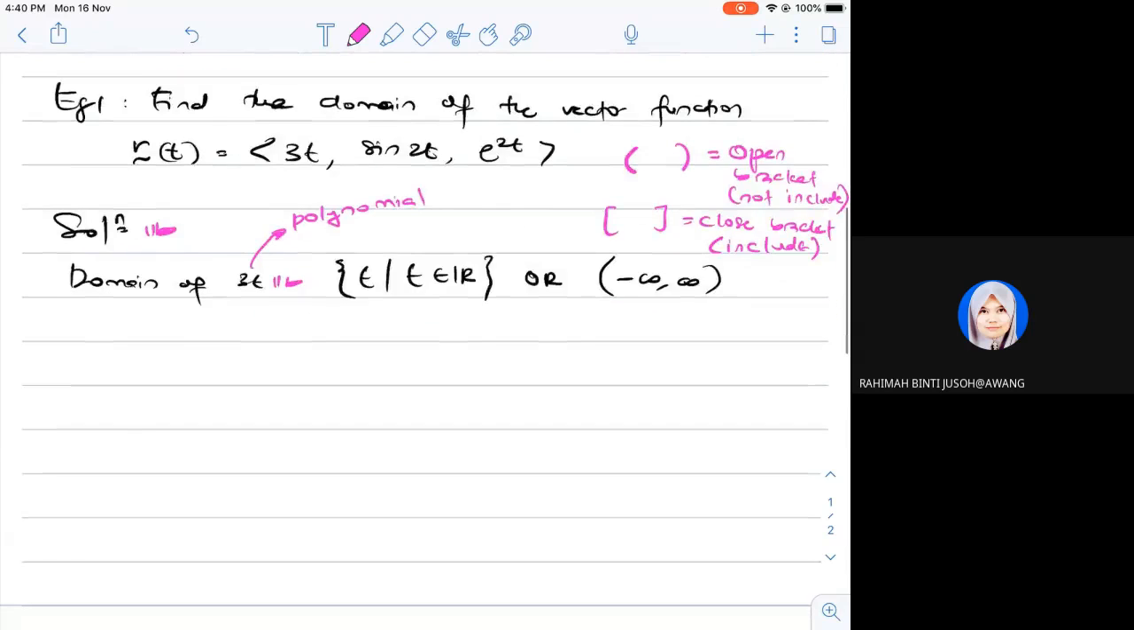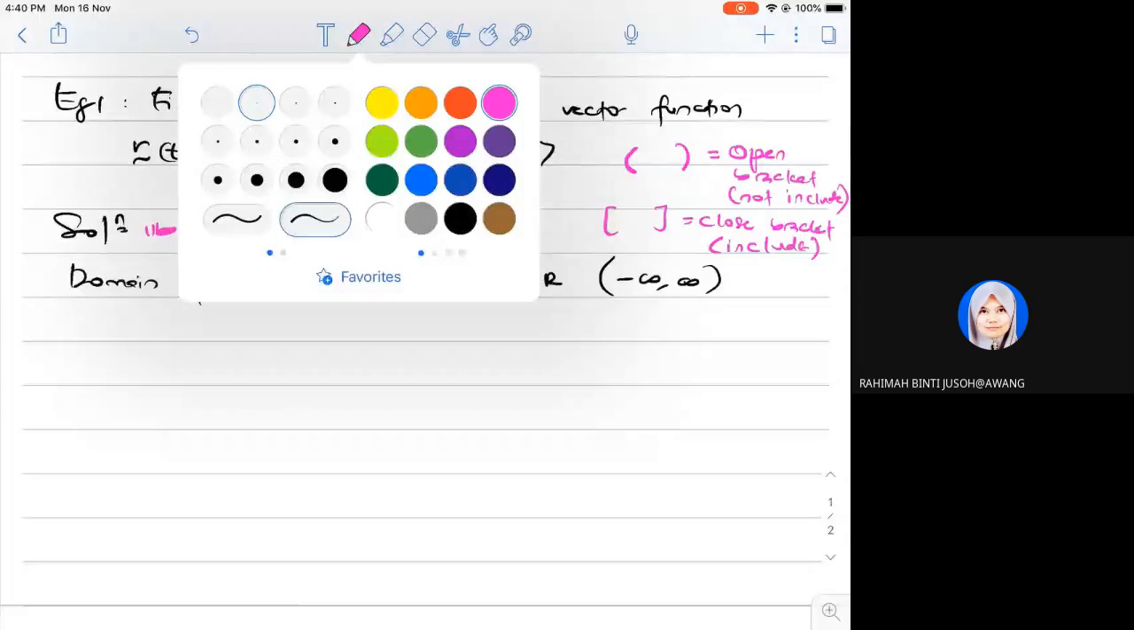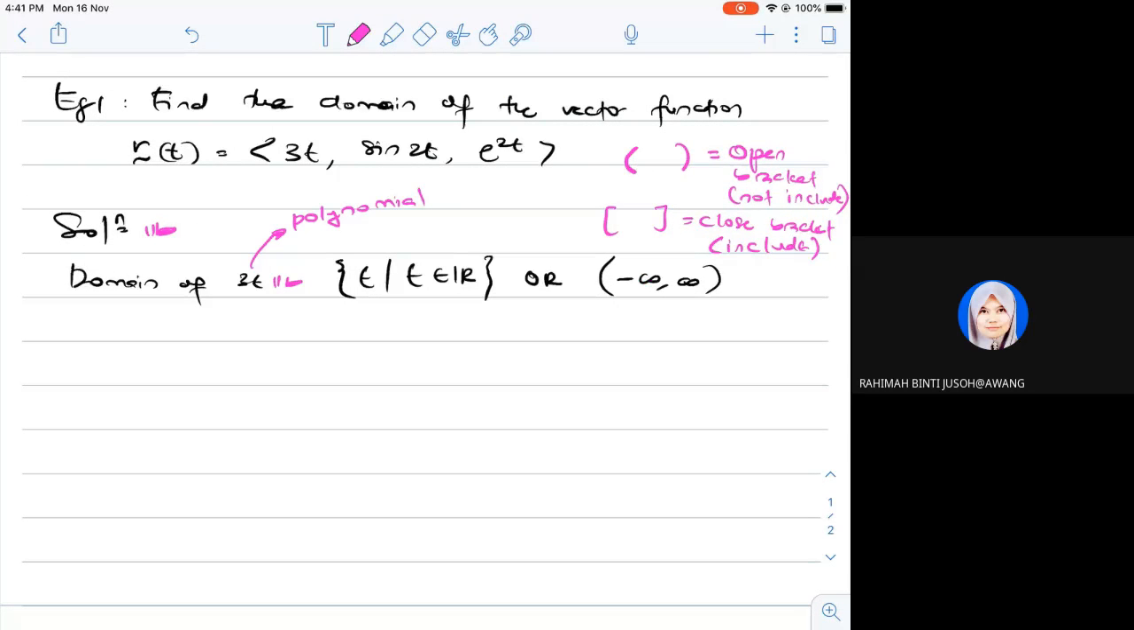In my class this morning, one student asked me, Madam, why for negative infinity do we have an open bracket instead of a closed bracket? Because negative infinity up to infinity, infinity is a very large number, so we don't know the exact values of that infinity. That's why we need to put it as an open bracket. On the number line, it goes from negative infinity up to infinity, so we don't know the exact values here. That's why we put it as an open bracket.